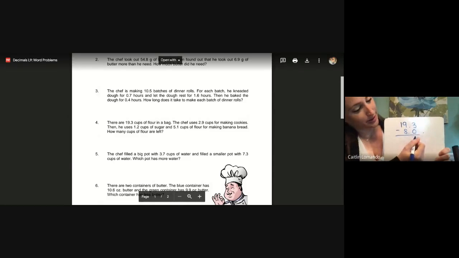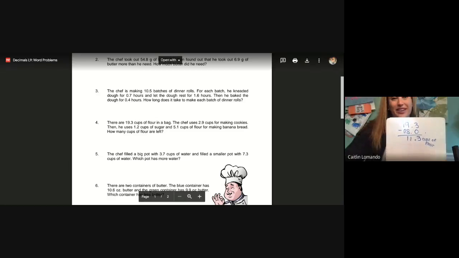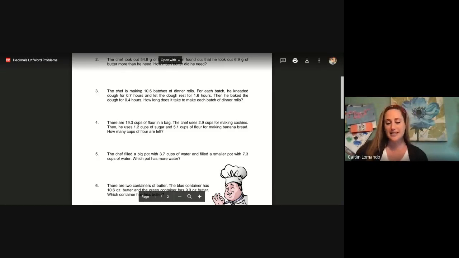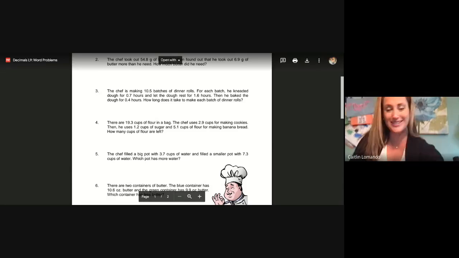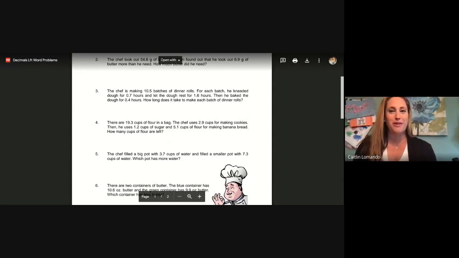Three take away 0 is 3. Bring down your decimal point. 9 take away 8 is 1. 1 take away nothing, I could put a 0 in there if I want, is 1. So he has 11 3/10 cups of flour left. Awesome. All right, let's take a look at our form. If your teacher feels like you need more work with this, they might add in some more problems.